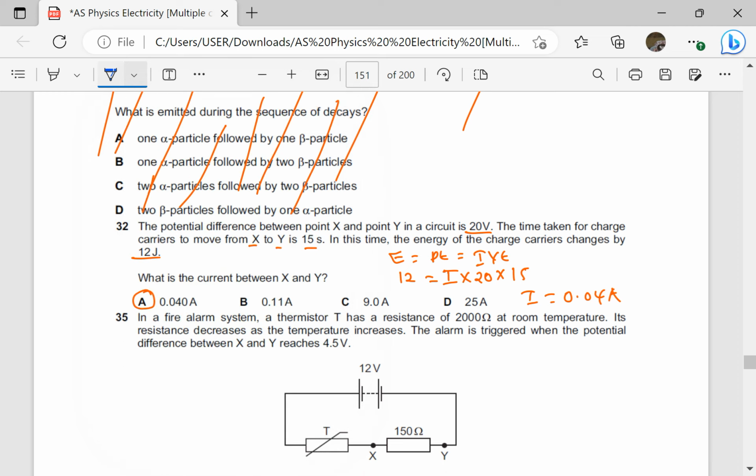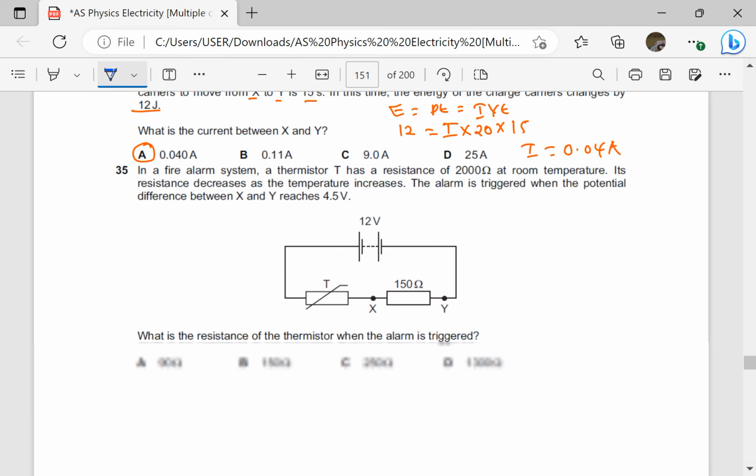Some people are colorblind. In a fire alarm system, a thermistor T has a resistance of 2000 ohms at room temperature. Its resistance decreases as the temperature increases. The alarm is triggered when the potential difference between X and Y reaches 4.5 volts. What is the resistance of the thermistor when the alarm is triggered? I think this is also a repeated question.